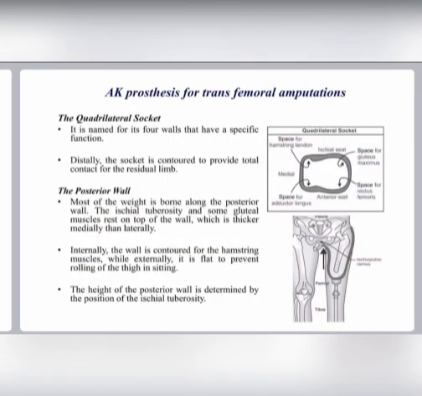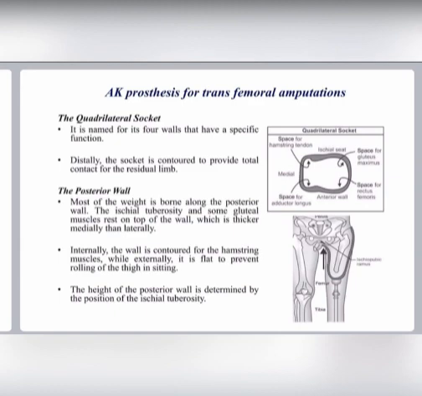AK prosthesis for transfemoral amputations. The quadrilateral socket is named for its four walls that have specific functions. Distally, the socket is contoured to provide total contact for the residual limb. The posterior wall: most of the weight is borne along the posterior wall. The ischial tuberosity and some gluteal muscles rest on top of the wall, which is thicker medially and laterally. Internally, the wall is contoured for the hamstring muscles, while externally it is flat to prevent rolling of the thigh in sitting. The height of the posterior wall is determined by the position of the ischial tuberosity.